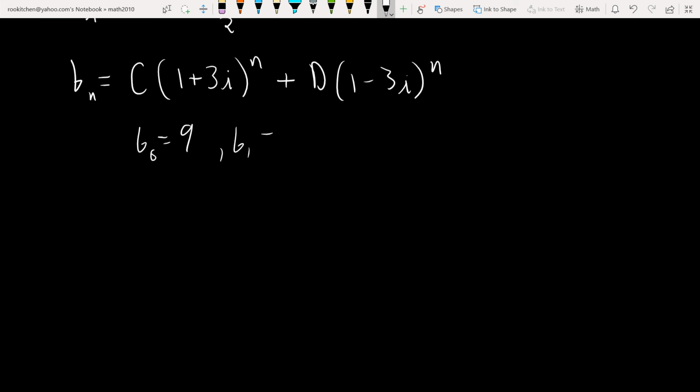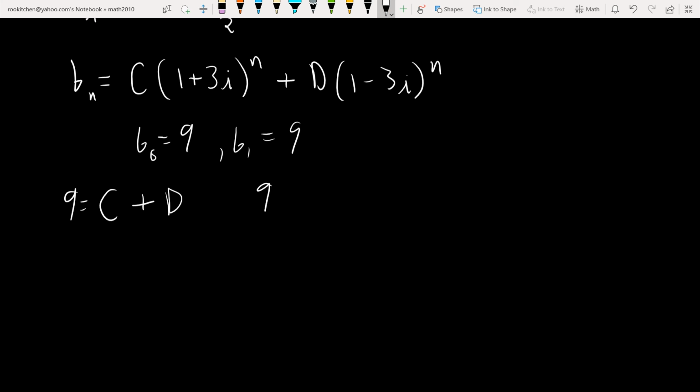B sub 1 is 9. Plugging b sub 0 is 9 into the general form, I get 9 equals c times anything to the 0 power is just 1, so it'll just be c times 1, which is c. And then plus d times this thing to the 0 power, the 1 minus 3i to the 0. Anything to the 0 power is 1, so that'll just be d times 1, which is d.